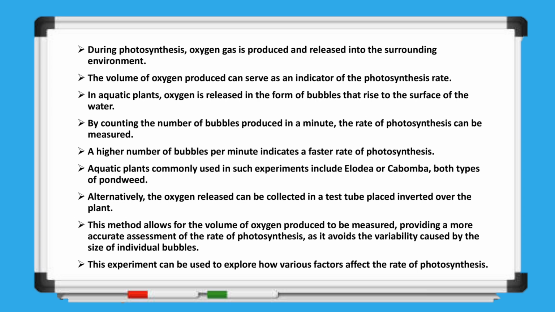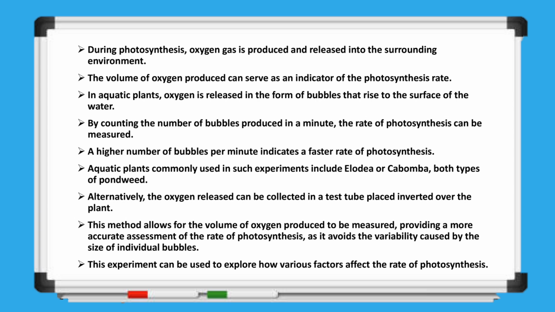Now think about aquatic plants, like Elodea or Cabomba. When they photosynthesize underwater, the oxygen comes out as tiny bubbles. If we watch closely, we'll see these bubbles rising to the surface. And guess what? By simply counting how many bubbles appear in a minute, we can estimate how fast the plant is photosynthesizing. More bubbles means the process is happening faster.